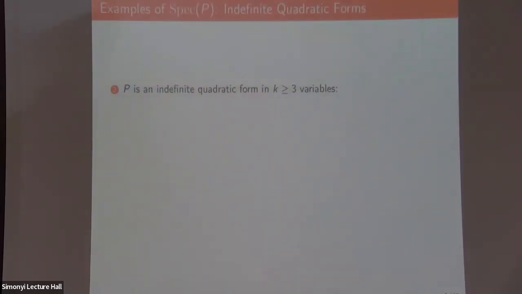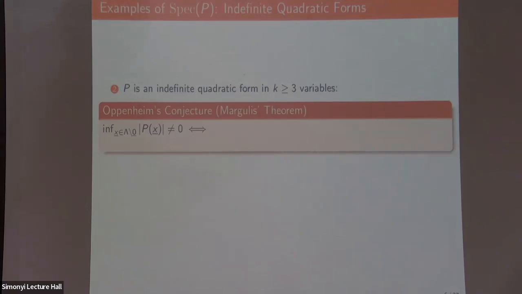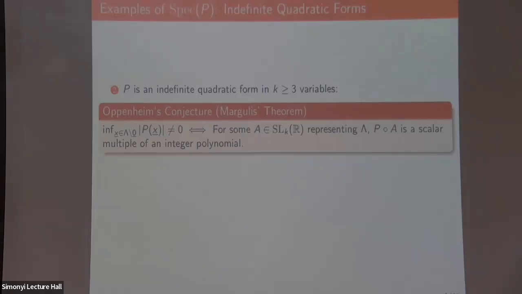Let's look at the next case, which is P being an indefinite quadratic form in at least 3 variables. So in this case, we have Oppenheim's conjecture, which is a theorem due to Margulis, which states essentially that the infimum of P over the lattice is non-zero if and only if, for some matrix A representing the lattice, the composition of P with A is a scalar multiple of an integer polynomial. Okay, so to evaluate the spectrum in this case, we only have to care about these multiples of integer polynomials, because otherwise a quadratic form will represent things arbitrarily close to 0, so the infimum will be 0.